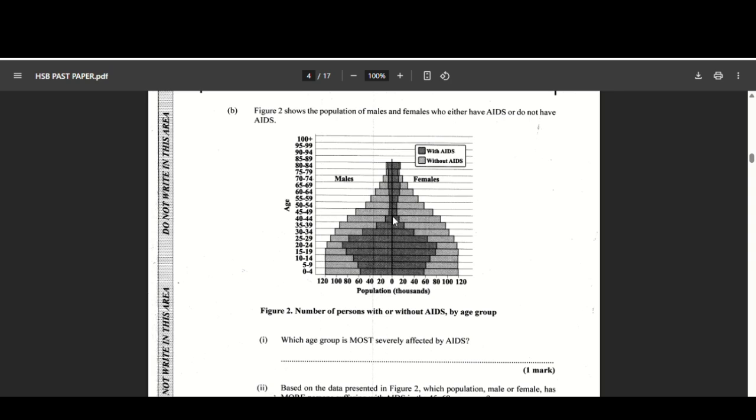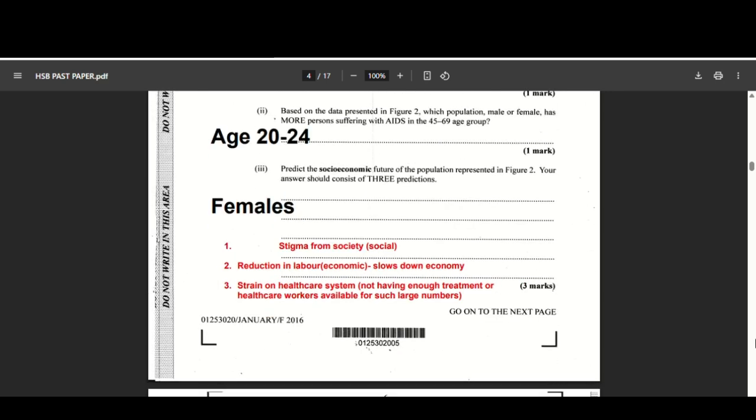So which population is suffering more? If you look at this again, to me it looks like with the AIDS for females, the box looks bigger over this side for females than for males. Looks funny. As you can see, I think it's equal. To me, I feel like the females over here are a little bit broader, and they're suffering more from AIDS within that age group, 45 to 49. That is how I interpret it.